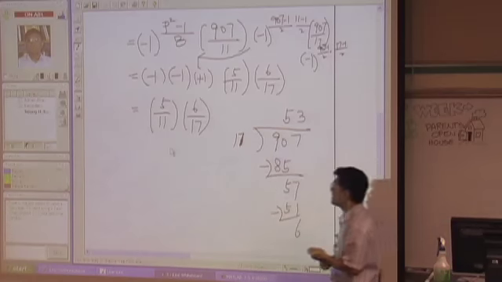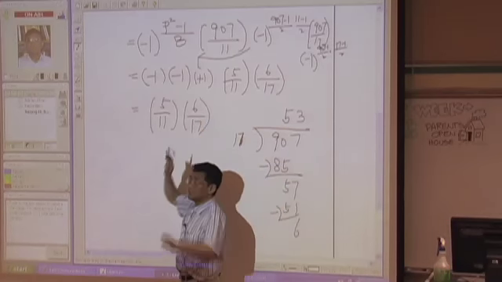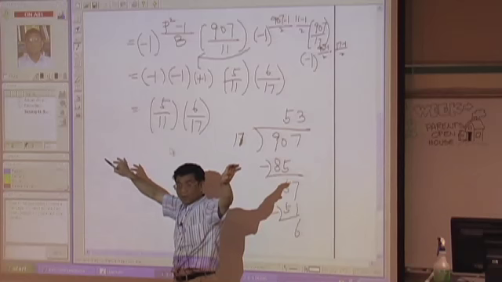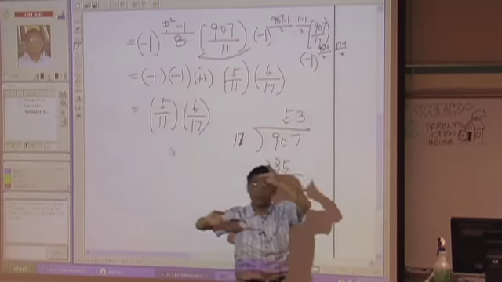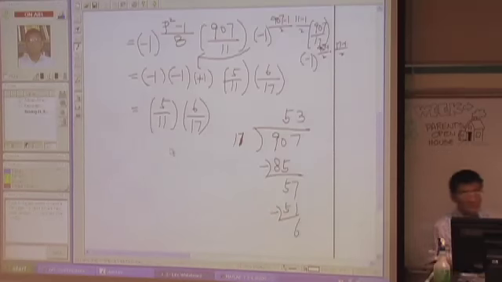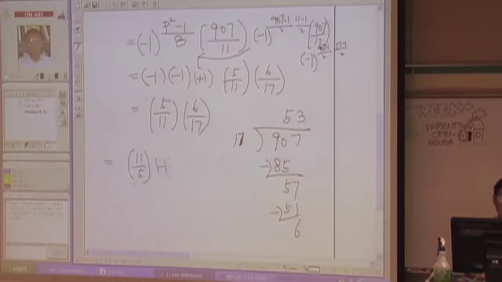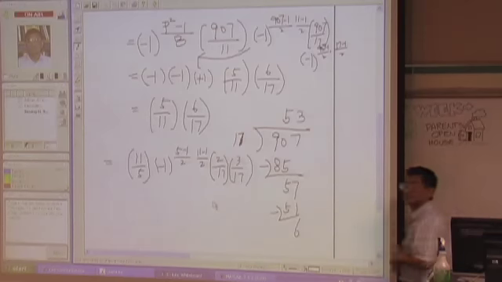Then we can repeat it. 6 over 17 can be broken up into 2 parts, 2 times 3. Do you see? And then this can be reversed. So I'm using it over and over again. Then it is 11 over 5, and then minus 1 to the power of half, half. And then 6, this can be broken up. So I broke up these numbers.